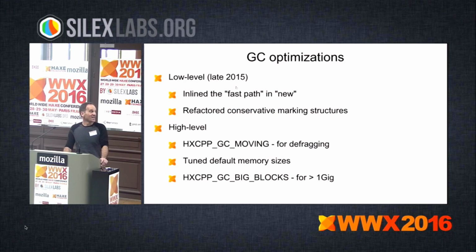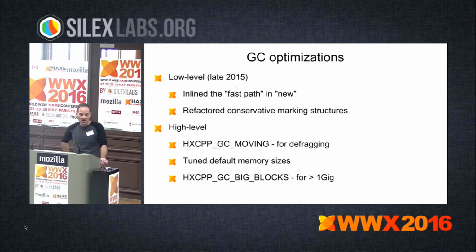So, the gory details: the garbage collection. As I said, this code's already been out there for a little while now. It was released in the CPP Hxcpp, independent of the Hx compiler. The main change was I inlined the new operator into the header file for the most part. If it can make an allocation without really having to delve off into the internals and allocate a new block, it can just make an allocation there in line in the header file.